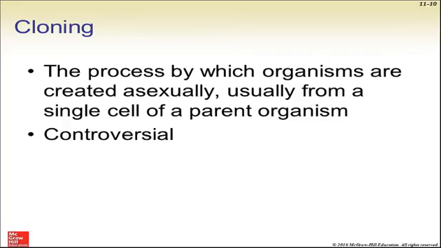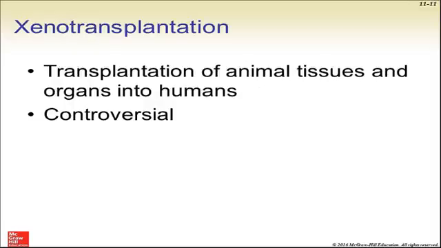Next, we'll touch on cloning. Cloning is the process by which organisms are created asexually, usually from a single cell of a parent organism, and it is quite controversial. An example where cloning is used, farm animals are sometimes cloned to produce medically useful substances. Xenotransplantation. It's a big long word. It's the transplantation of animal tissues and organs into humans. There are certain compatibilities that make it possible, and there's also some controversy surrounding that process as well.